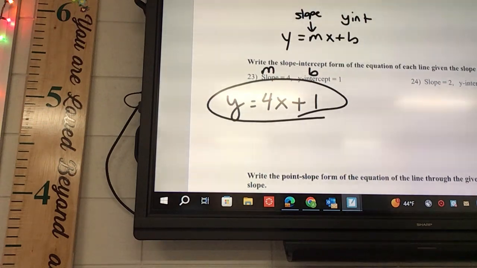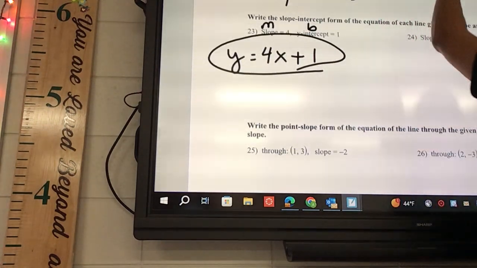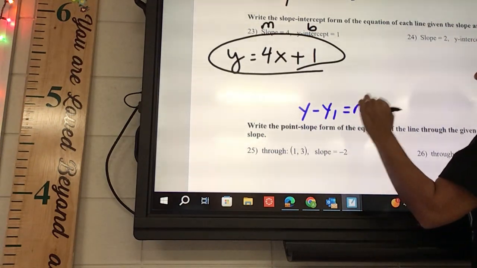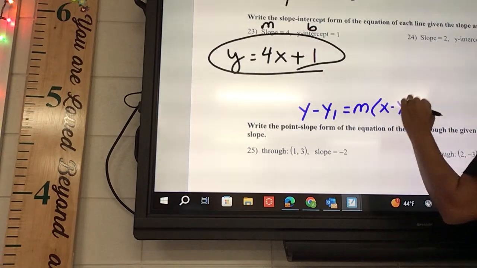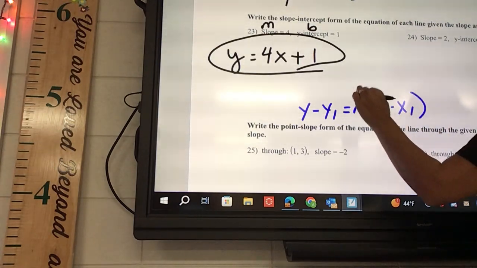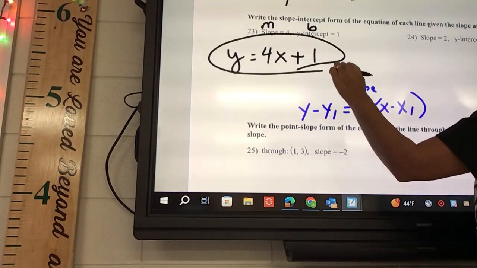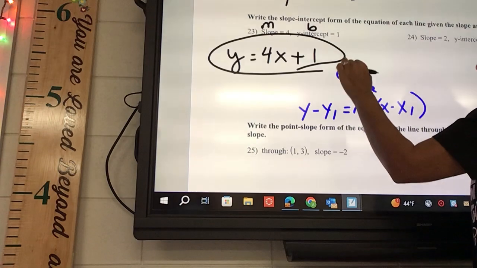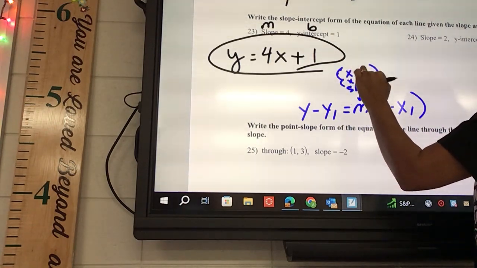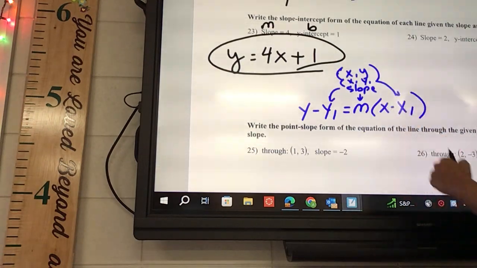The next section on here says write the point slope form, okay? And again, make sure you take good notes. So we got y minus y1 equals m times x minus x1. My m is my slope, and this goes x comma y, or x1, y1. So that's where that x1 and y1 parts come from.